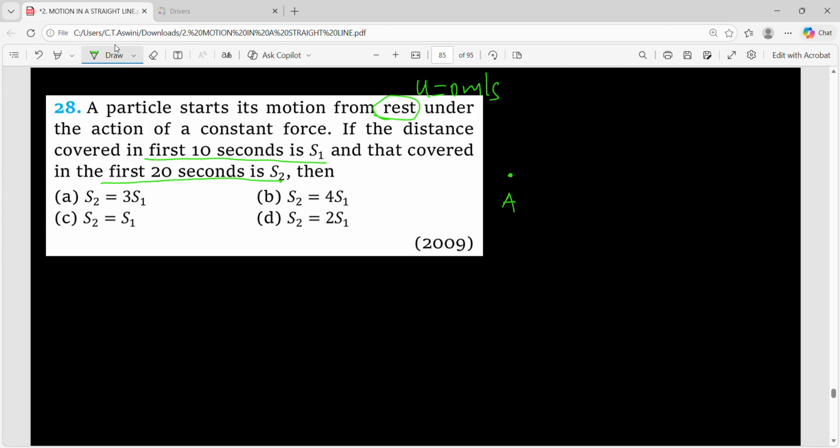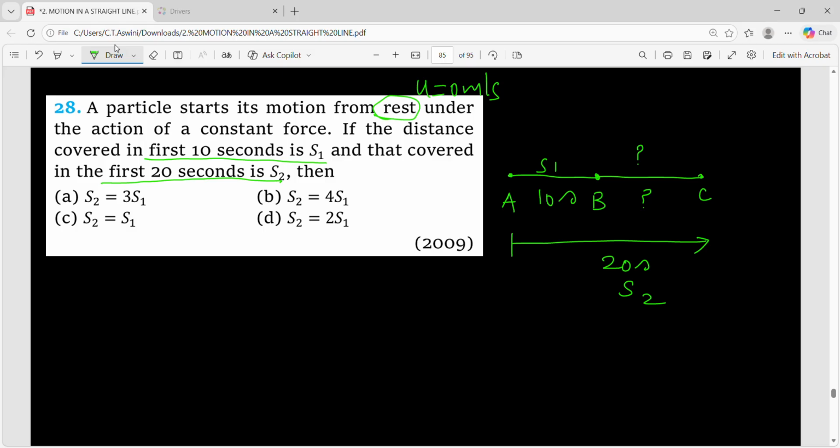Imagine this is the starting point A. For the first 10 seconds, let the position be B. And how much is the distance travel? S1. Then in the first 20 seconds, that means starting from A again, first 20 seconds, let the position be C. How much is the distance travel? S2. Now, if I ask you what is this distance and what is this time from B to C? First 10 seconds is S1, first 20 seconds is S2. So, what about this distance?